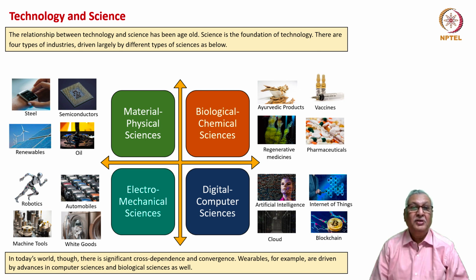The relationship between technology and science has been age-old. Science is the foundation of technology. Technology is the application and further development of science in practical realms. There are four types of industries driven largely by different types of sciences as below. Material physical sciences, biological chemical sciences, electromechanical sciences, and digital computer sciences.